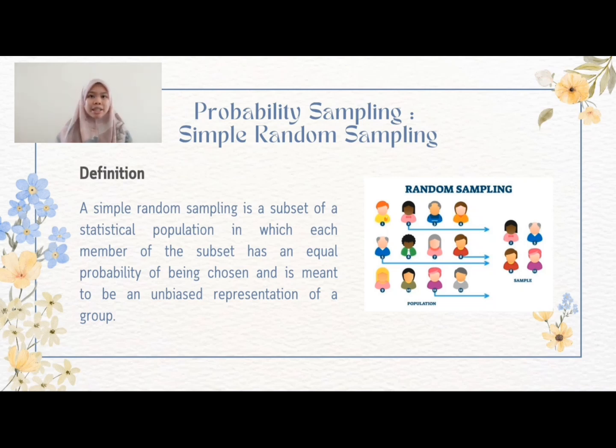For example, imagine a classroom with 30 students and you want to select 5 of them to answer a survey. If you assign a number to each student from 1 to 30 and then use a random number generator or draw numbers from a hat to pick 5 students, you are creating a simple random sample.